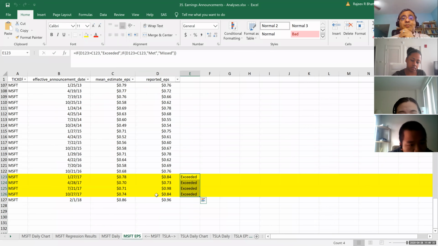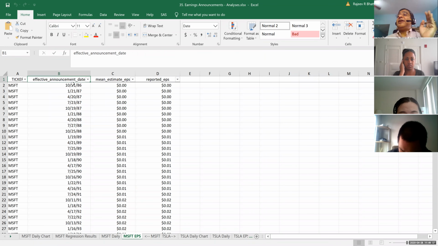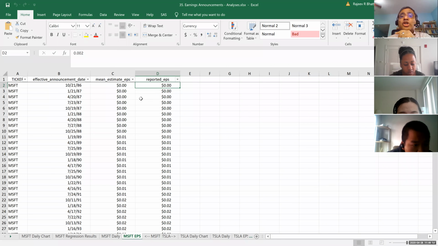All right. Now, the next spreadsheet, MSFT, is the earnings per share reported by Microsoft. On all of these dates, the effective announcement date is calculated as follows. What does this mean? Look at the first row. On 10/21/1986, Microsoft announced an earnings per share of 0. The mean estimate of the market was also 0.